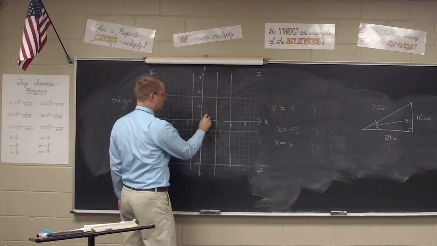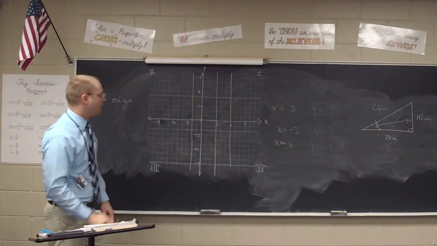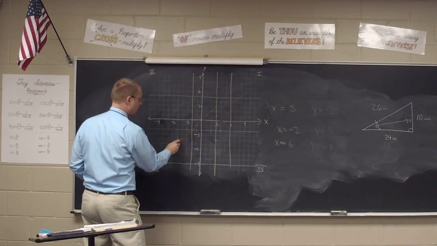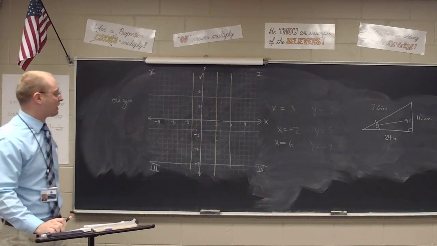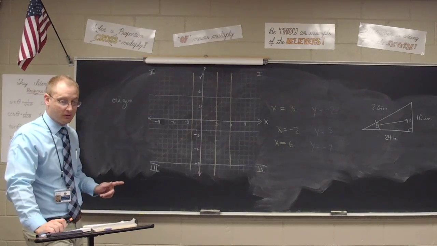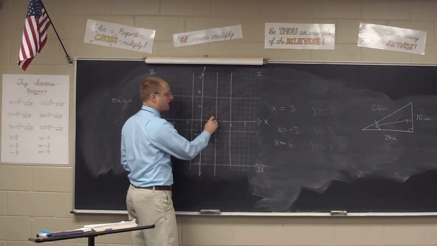1, 1. 2, 2. 3, 3. We see what's going on here? Yeah, all of these points form a straight line. But not just a straight line though. A diagonal straight line. But not just a diagonal straight line. A line at exactly what angle? 45. A perfect 45-degree angle right here.